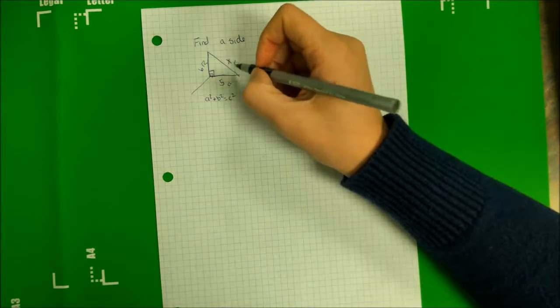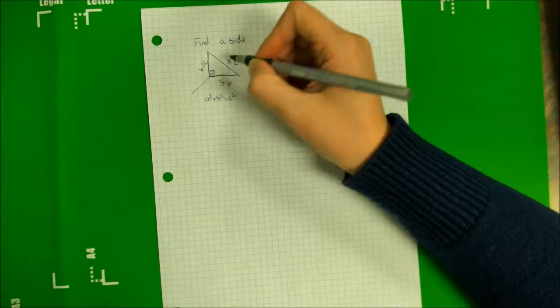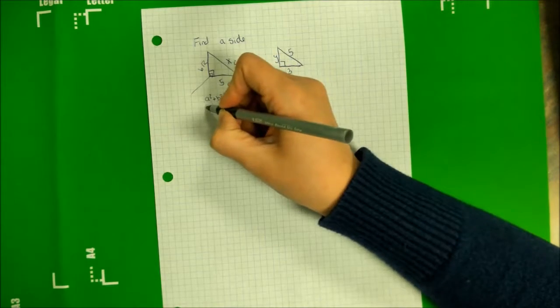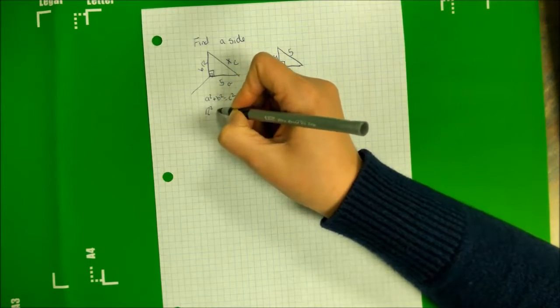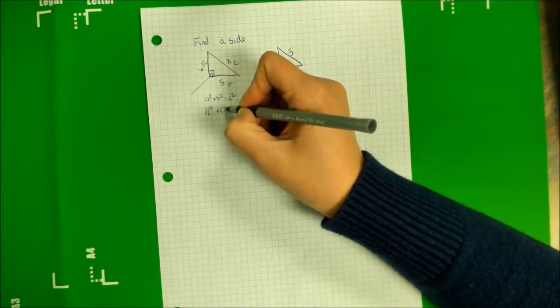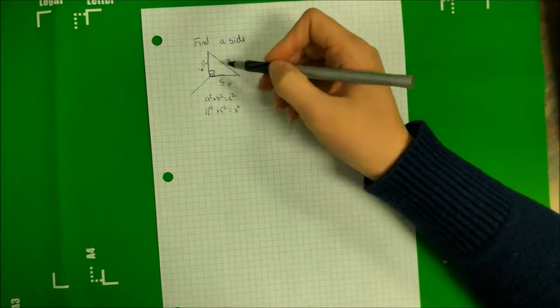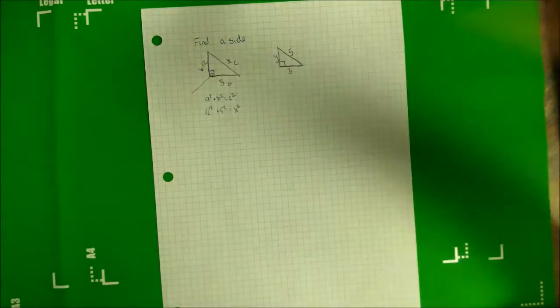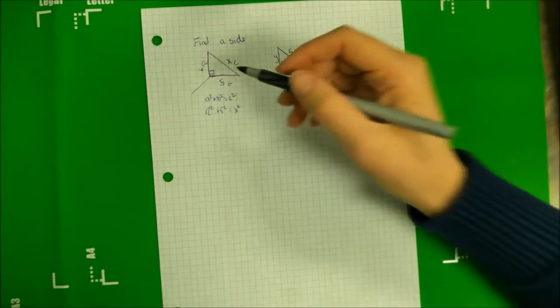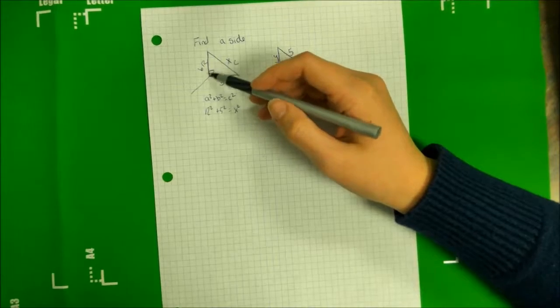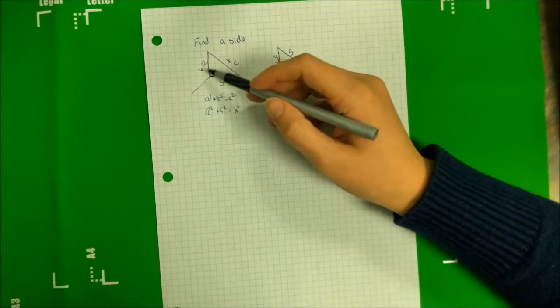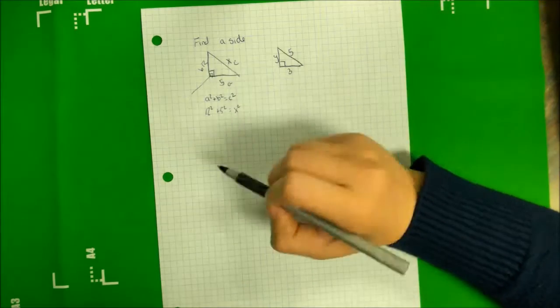So I want to find C. C is always the hypotenuse. It's always across from the right angle. So I'd put in 12 for A, 5 for B, and X for C. Notice how I switched up the A and B here. It really doesn't matter which side we call A or B, as long as it's not the hypotenuse. So either side that touches the right angle can be A or B.